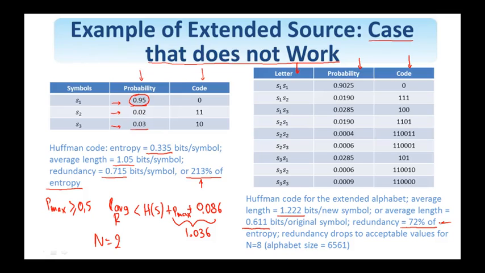And for this particular example, you end up getting to an acceptable level of redundancy by considering n equals 8, and as already mentioned, for this particular example, the size of the alphabet is quite huge.